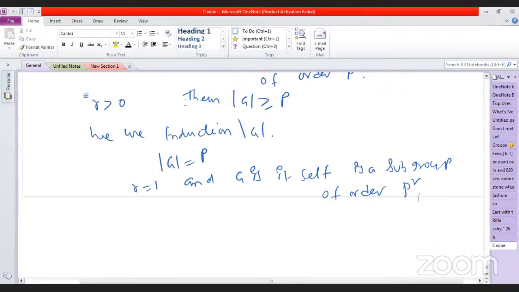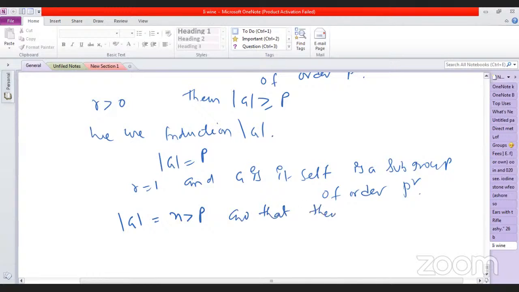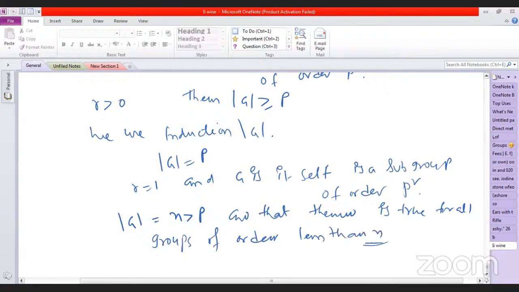So assume here that the order of G is equal to n, greater than P, and that the theorem is true for all groups of order less than n.